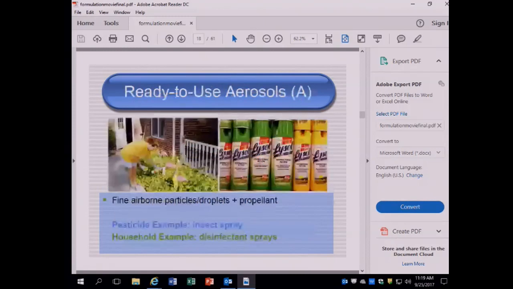All right, we've got ready-to-use aerosols. That's like a Lysol, an example that they use. Your insect sprays, your Hot Shot and Raid and things of that type are examples of a ready-to-use aerosol. They're fine airborne particles or droplets plus a propellant, usually CO2 or nitrogen of some sort. Hard to tell, and they rarely tell you what that propellant is. I don't know that I've ever seen it on one.